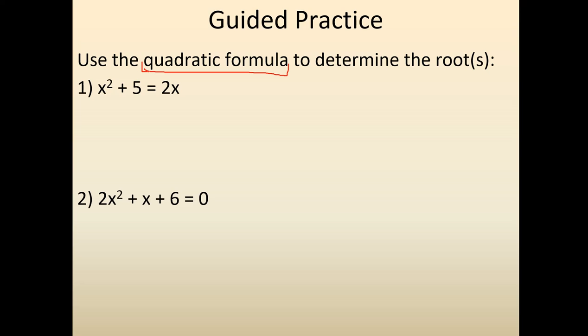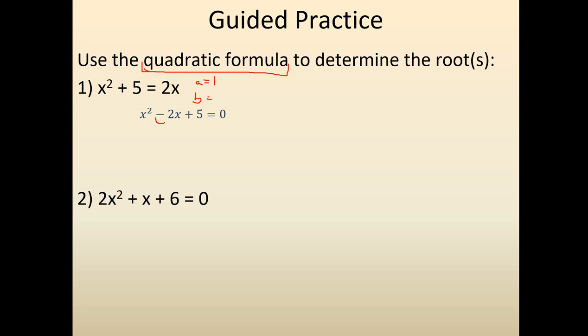All right, so for this first one, it's not written in proper form, so we have to move the 2x over to the other side. When we subtract it, we end up getting x squared minus 2x plus 5 equals 0. Then we have to figure out what a, b, and c are equal to. So a is the term in front of the x squared. In this case, there's a 1 there, so a is going to be equal to 1.